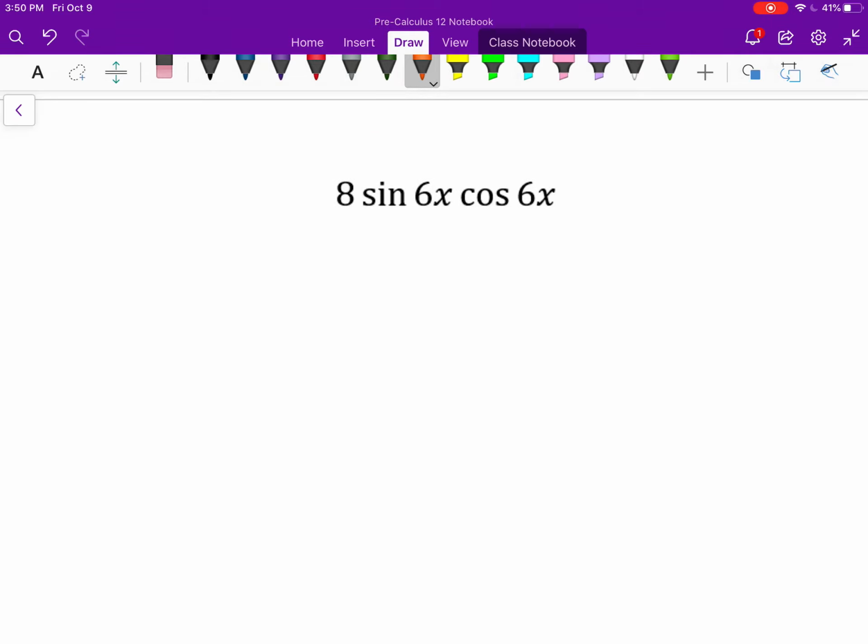Now this is a single term, but there's two functions going on here. So again, we have to think, what is this most similar to of all the identities we've seen? This is most similar to the double angle identity for sine. The sine of 2x is always the same as 2 times the sine of x times the cosine of x. So it's in that form.